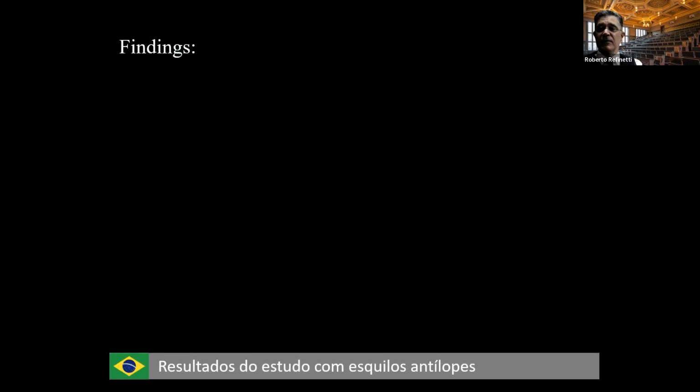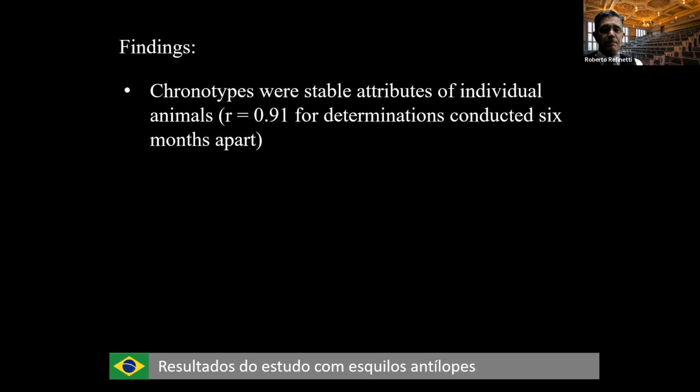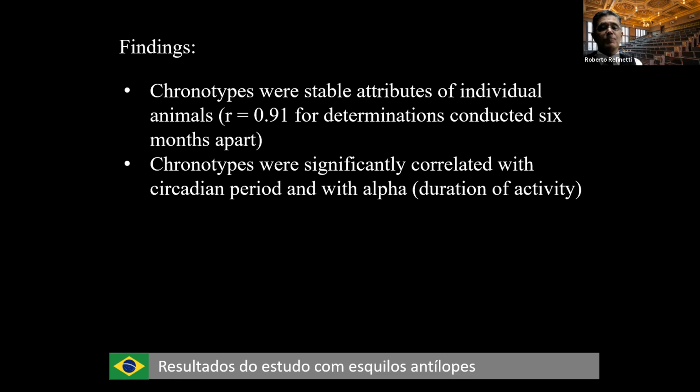So what were the findings when we looked at all these parameters of rhythmicity? Well, chronotypes were stable attributes of individual animals. So when I tested, let's say, those two animals again 6 months later, the correlation in their times of onset of activity was 0.91, very good correlation. So it is a stable attribute of that individual. Chronotype is a characteristic of the individual, in squirrels as it is in people.